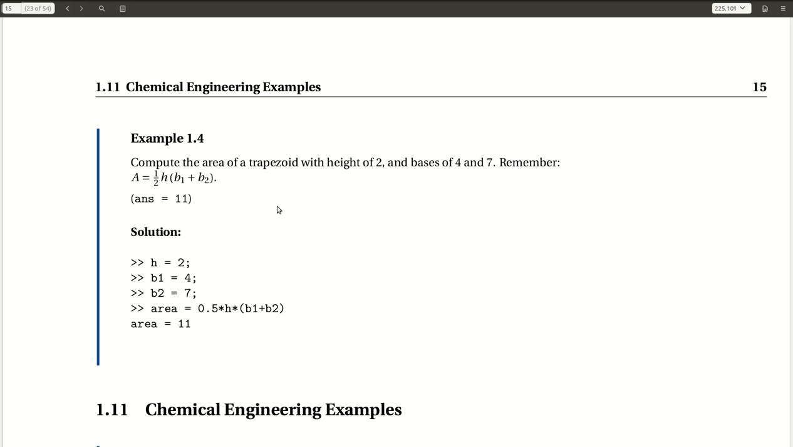Okay, and so now we're on example 4 in chapter 1. So example 1.4, it says compute the area of a trapezoid with a height of 2 and bases of 4 and 7. And remember that the area of a trapezoid is given by the formula 1/2 h (b1 plus b2). Okay, and using those values of height and base, the answer we should get is 11. So let's go over to MATLAB and do it.